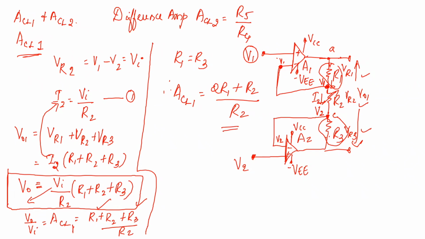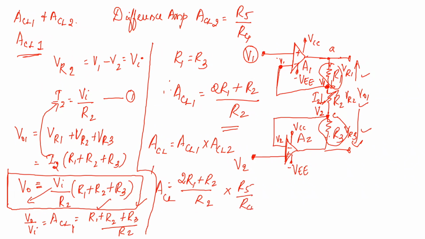So what will be your total gain? ACL1 is equal to 2R1 plus R2 divided by R2, and ACL2 is equal to R5 divided by R4. So what will be your ACL? ACL will be equal to ACL1 into ACL2, which is 2R1 plus R2 divided by R2 into R5 divided by R4. So this will be your total gain of your instrumentation amplifier.